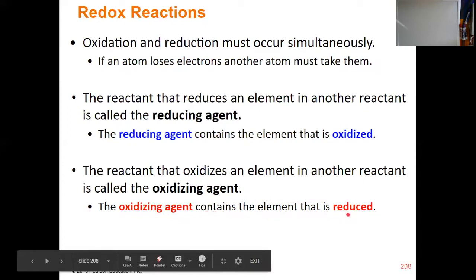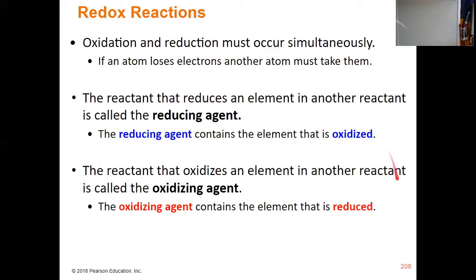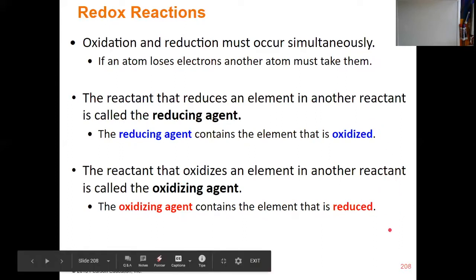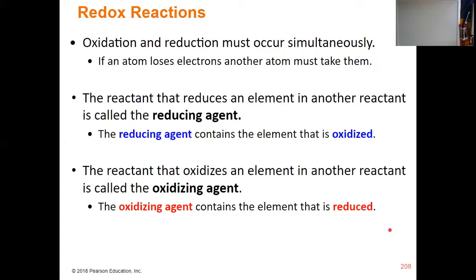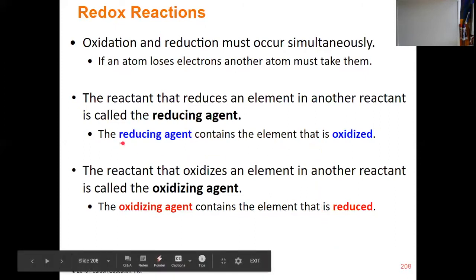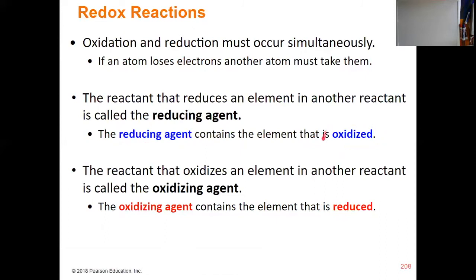Now remember that these are coupled reactions. One is not going to happen without the other. So when reduction happens, it causes oxidation. When oxidation happens, it causes reduction, because when something loses electrons, they have to go somewhere. If something is going to gain electrons, those electrons have to come from somewhere, right? So your reducing agent will contain the element that is oxidized. Once that element is oxidized and it loses its electrons, it's going to cause the reduction of the other thing that's in the reaction.